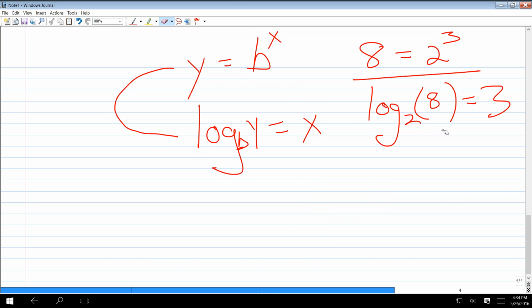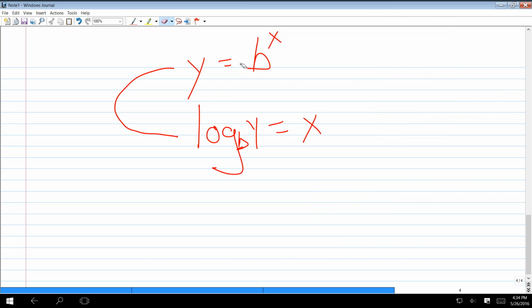So before you can solve or convert any problems, you have to understand this right here. And you have to be able to go in either direction. So let me give you some problems. Write that as a logarithmic expression.